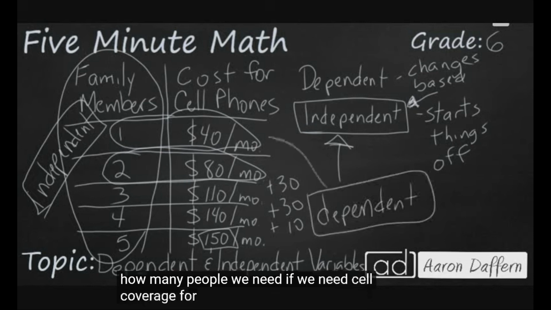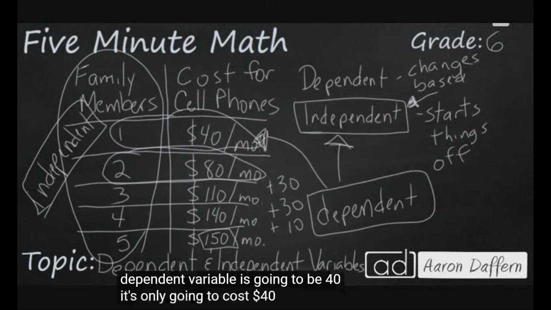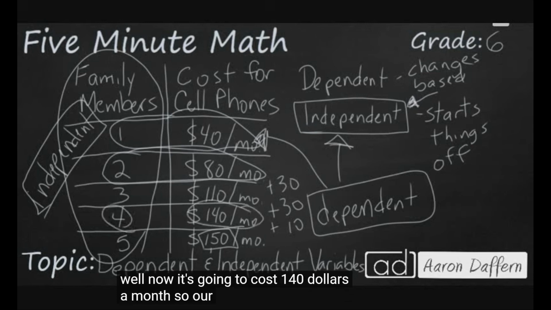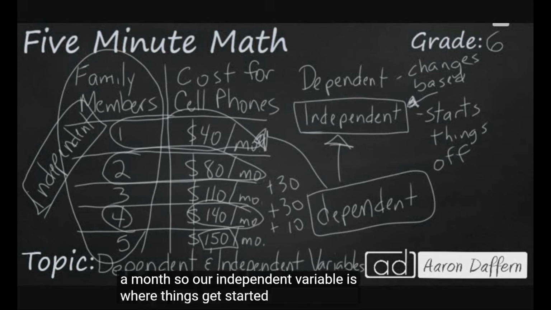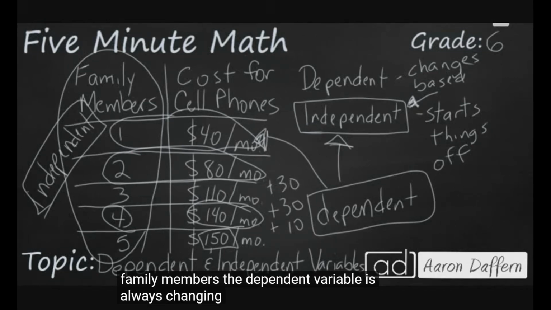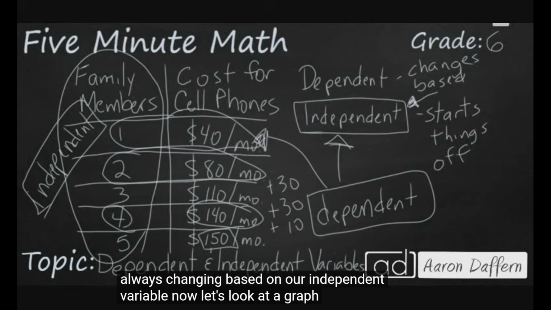If we need cell coverage for one person, well, the dependent variable is going to be 40. It's only going to cost $40. But if we need cell coverage for 4 people, well, now it's going to cost $140 a month. So our independent variable is where things get started, the family members. The dependent variable is always changing based on our independent variable. Now let's look at a graph.